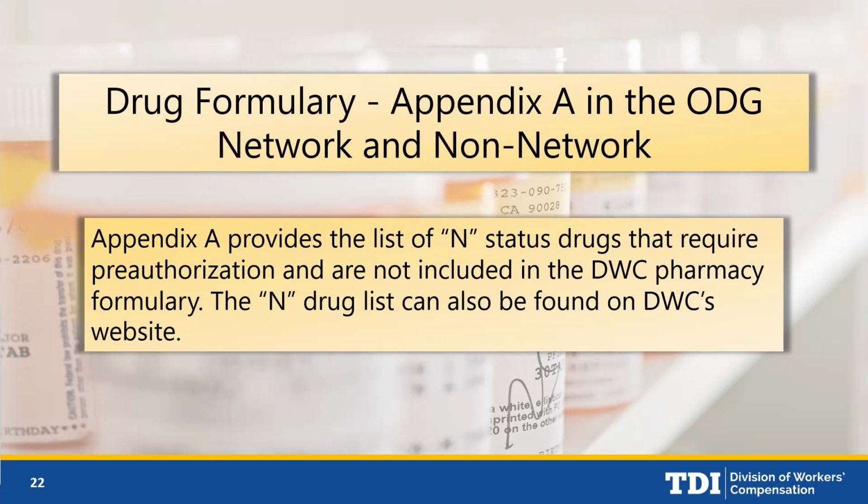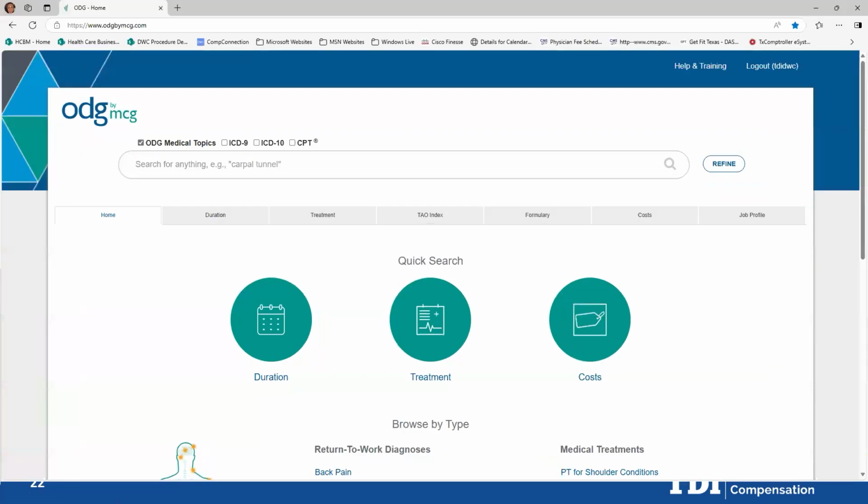And I'm going to go over to the live version of ODG right now. You should be seeing the dashboard here for ODG. I have a subscription to get in here. Remember, I told you that ODG also has duration information. In the Texas Workers' Compensation System, we've adopted another guideline for duration, which means return to work guideline. So we're not using this part of the ODG, that's MD guidelines. This is the section that we're using, the treatment section.